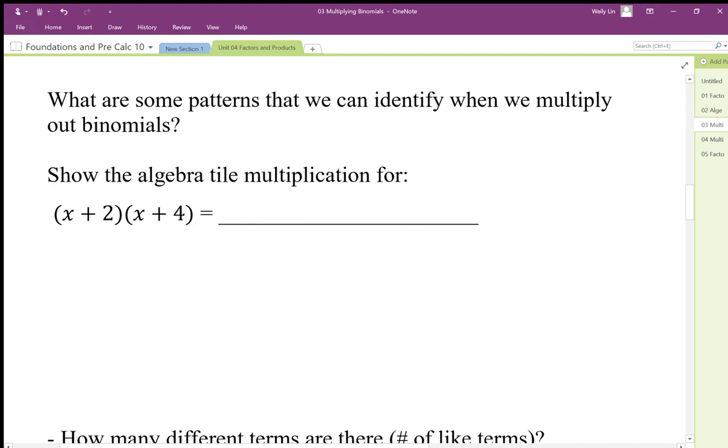Okay, so I'm just going to write here, each length and width part, I'm going to say each length part must interact or multiply with each width part.